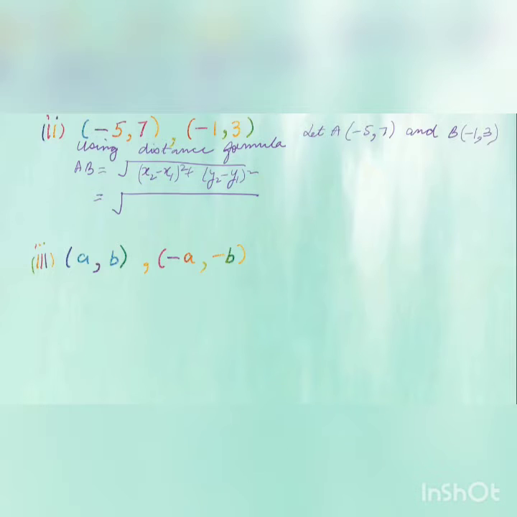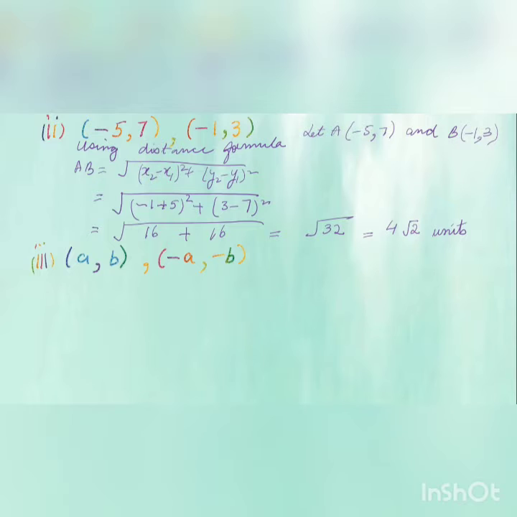Now see, x2 is minus 1, minus minus is plus, so plus 5 square, plus y2 is 3, 3 minus 7 square. 5 minus 1 is 4, 4 square is 16, plus 3 minus 7 is minus 4 square, which is 16. So it will be under root 32, or you can write it as 4 root 2 units.